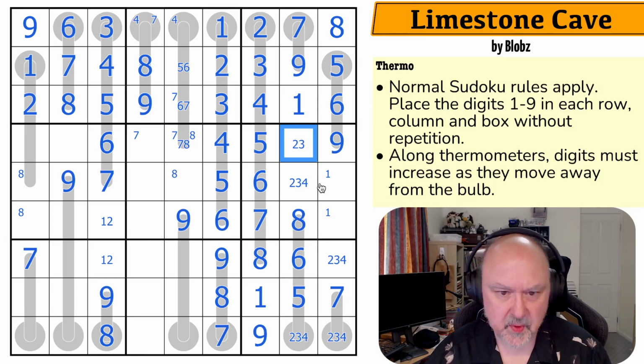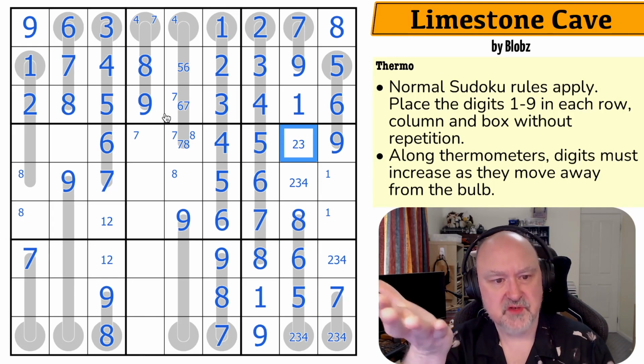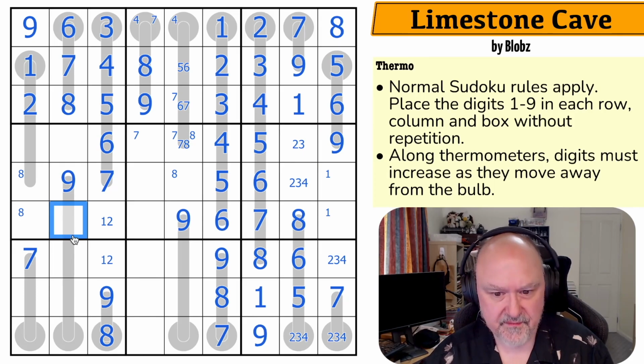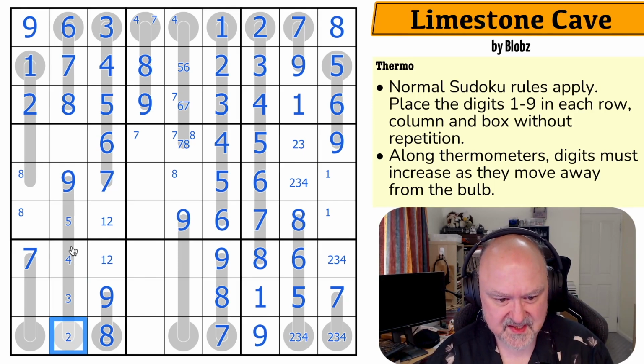I'm not solving this the way I was told I should try, but I don't care. What is more important is I am showcasing the puzzle well. So this is a maximum of 5. This is a maximum of 4. This is a maximum of 3. And this is a maximum of 2.